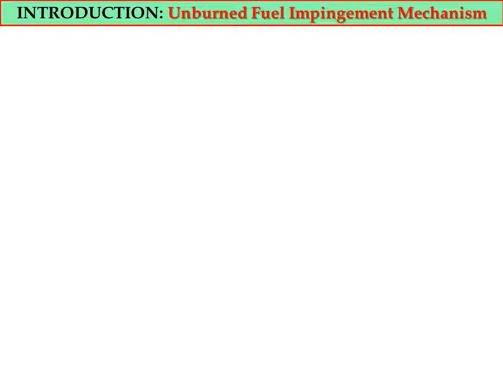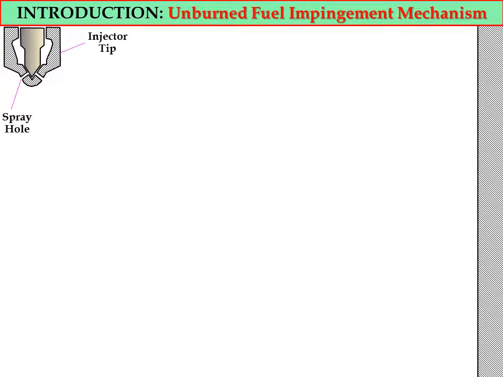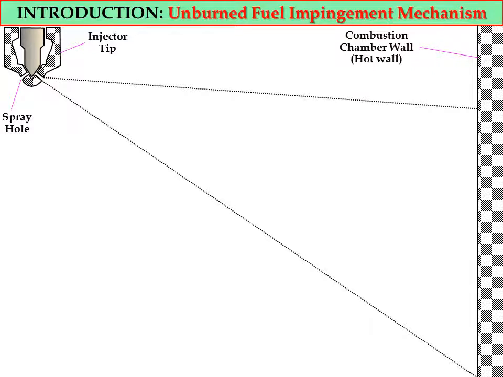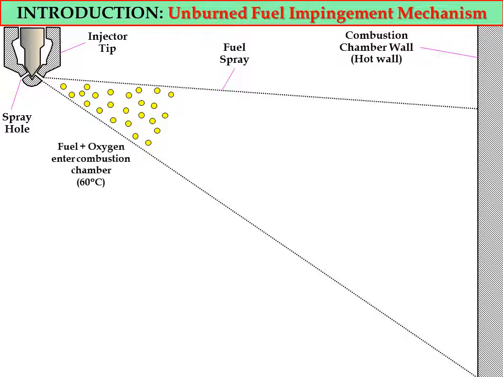Unburned fuel impingement mechanism in an engine. The figure shows the injector tips, spray holes, and the combustion chamber wall, which in our explanation we sometimes refer to as the hot wall. From the spray holes, the injector tips produce the fuel spray that impinges on the combustion chamber wall. The process involves thousands of fuel droplets, where at the beginning the fuel mixes with oxygen and enters the combustion chamber. During that time, the temperature is around 60 degrees Celsius. The yellow circle represents the unburned fuel.